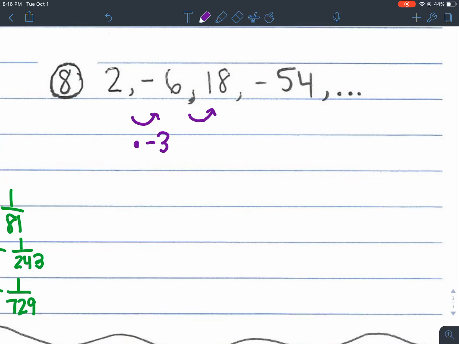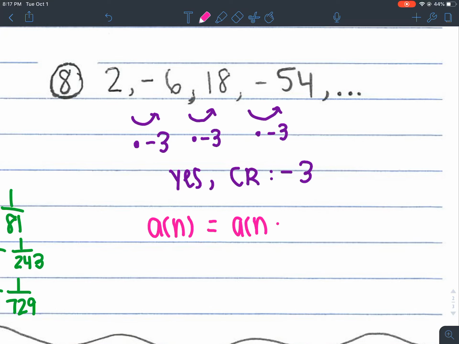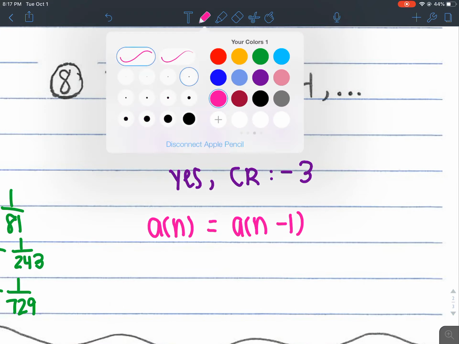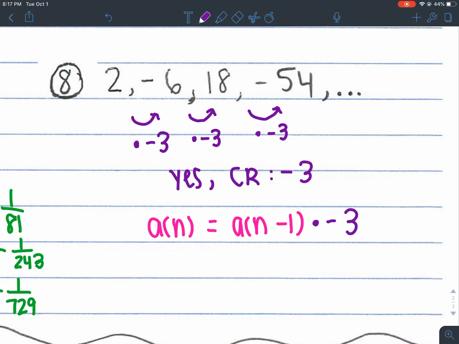2 times -3 is going to give me -6. -6 times -3 is going to give me a positive 18, because a negative times a negative is a positive. 18 times -3 is going to give me -54. So I'm multiplying by -3 over and over again. So yes, this is geometric. My common ratio is -3. So my formula is going to be a of n equals a of n minus 1 times -3.